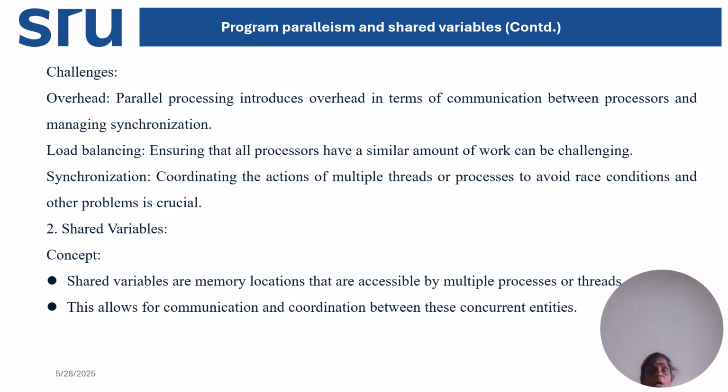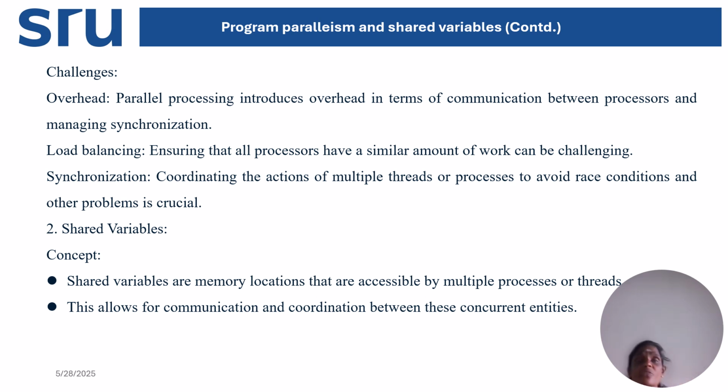Overhead. First one, parallel processing introduces overhead in terms of communication between processors. So many processors mean they are working on a task, a big task. So there must be a relationship between the processors. How will that relationship be maintained? Through communication only, because one processor may need data from another processor for the current execution. For that, the required data will be sent from the processor when it gives out the request.